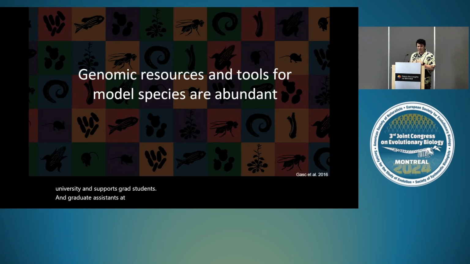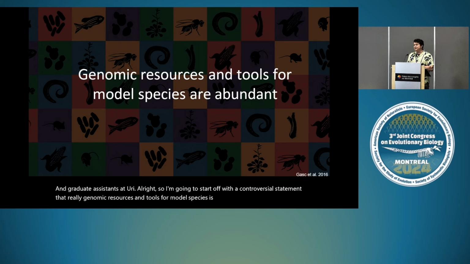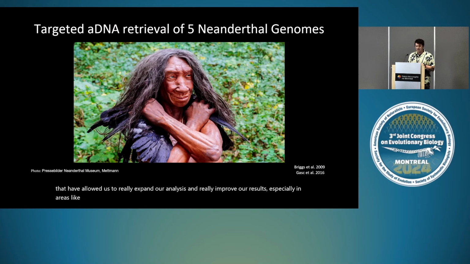I'm going to start off with a controversial statement: genomic resources and tools for model species are fairly abundant, right? I don't think we have to narrow that down, but it's changed our approaches in many ways to how we understand evolution and disease. But I argue that it's the targeted approaches that have allowed us to expand our analysis and improve our results, especially in areas like human disease and cancer.